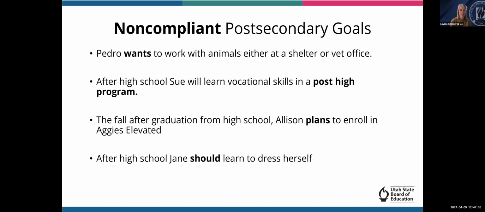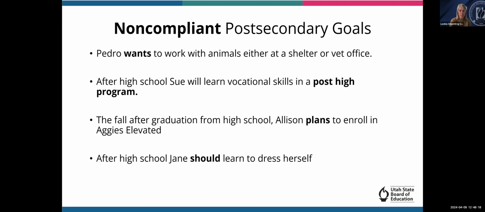The next one, the fall after graduation from high school, Allison plans to enroll in Aggies Elevated. So this one's close, right? It's got when it's going to occur, fall after graduation. It says that she may go to Aggies Elevated, but the problem here is it doesn't have active language. It just says plans, and we want it to say, will be enrolled in. So that will have to change a little bit. And then the last one, after high school, Jane should learn to dress herself. So again, this really isn't a goal. It's really just kind of a statement of need, which belongs more in a PLAFUP. So that would have to change to have active language, when it's going to occur, and exactly what she's going to do around that independent living goal of dressing.